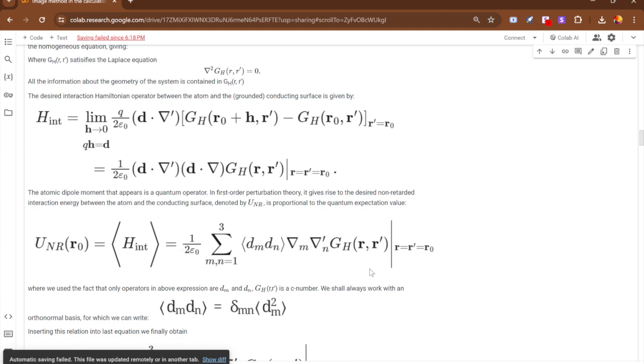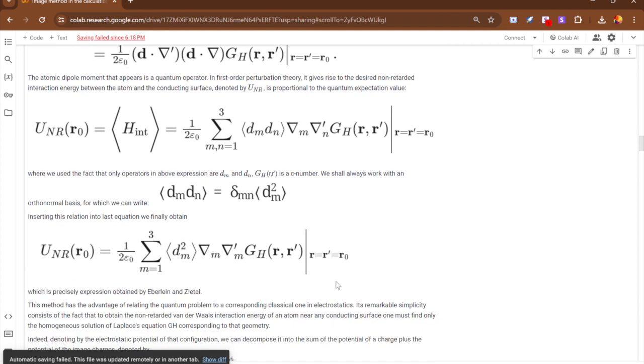We have to keep in mind that we always work with an orthonormal basis, meaning we can write the expectation value of d_m d_n operators in the form of delta_mn times the expectation value of d_m squared, because we only work with an orthonormal basis. If we insert this expression into U of R, we get a simplified equation, where the n term is replaced by m because of this delta.